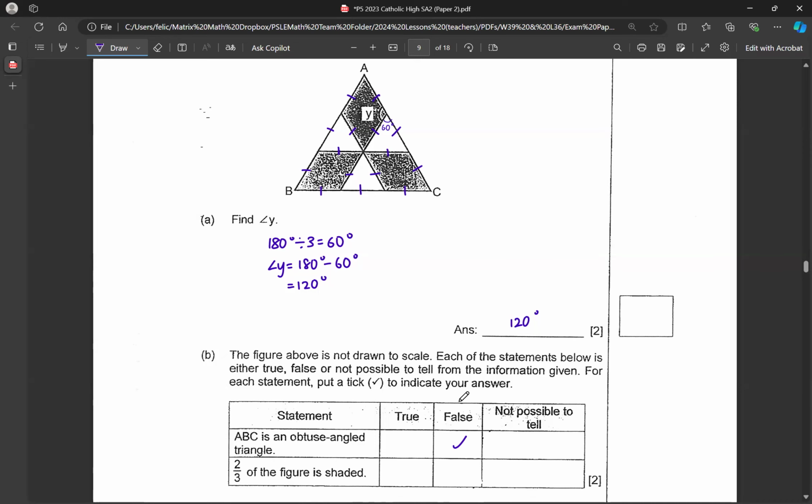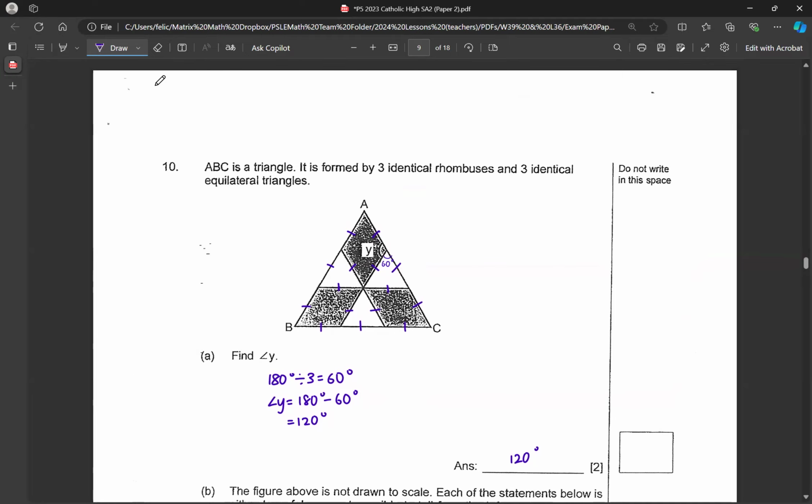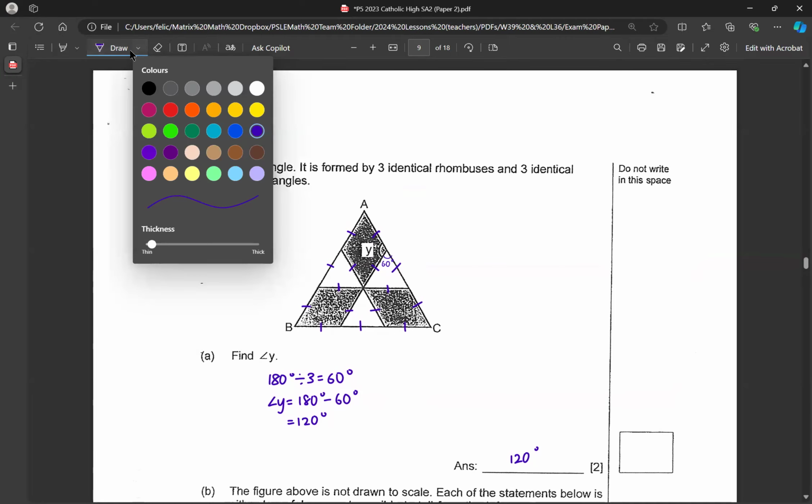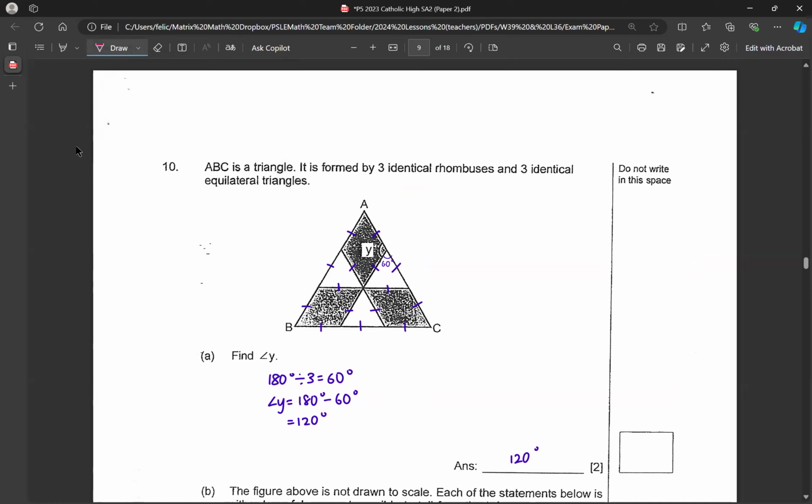Now the next one, 2/3 of the figure is shaded. Let's look back at the diagram. In order to figure out what fraction is shaded, we may need to cut the diagram up. How to cut? If you look at this rhombus, you can cut it across to make two equilateral triangles. Cut this across like this. So you cut across diagonally for each of the rhombuses.